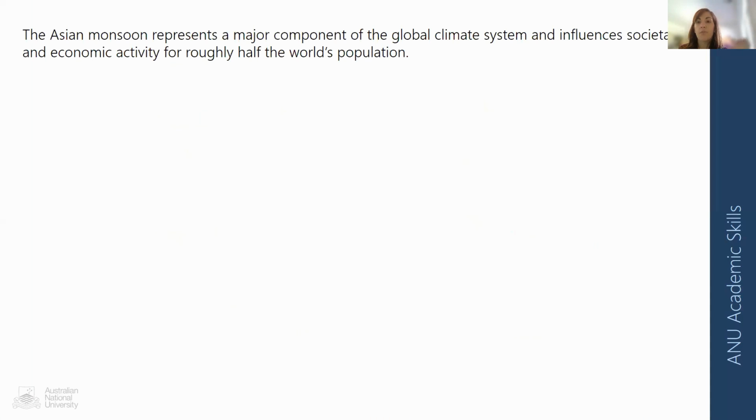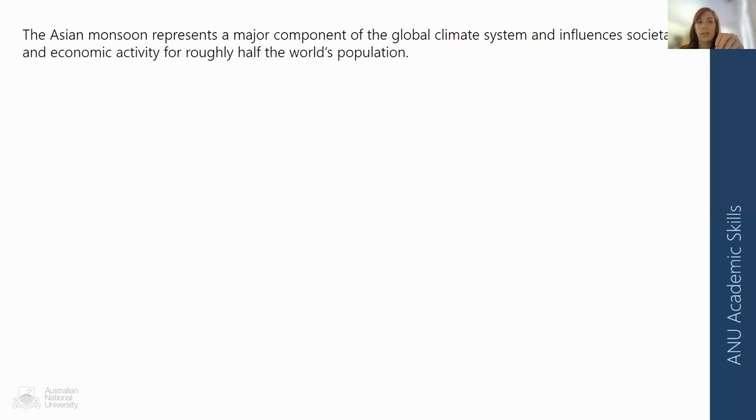Okay, so here's an example from a paper, and I'm going to reveal the different sentences that make up their introduction. So I'll reveal their first topic sentence and then the concluding sentence. So have a read of this one. The Asian monsoon represents a major component of the global climate system and influences societal and economic activity for roughly half the world's population. So that's quite broad. It's a broad way to start.